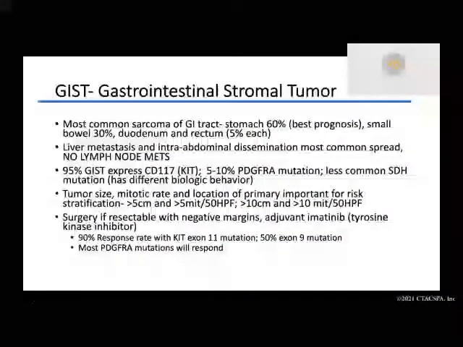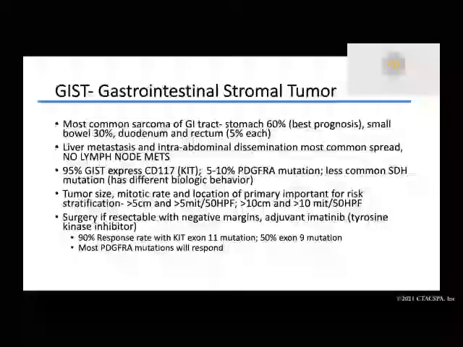GI stromal tumors, this is a sarcoma. It's the most common of the GI tract. Again, you will always get at least 1, if not 2 questions on GI stromal tumors when you're taking your ABSITE or when you're taking your boards.